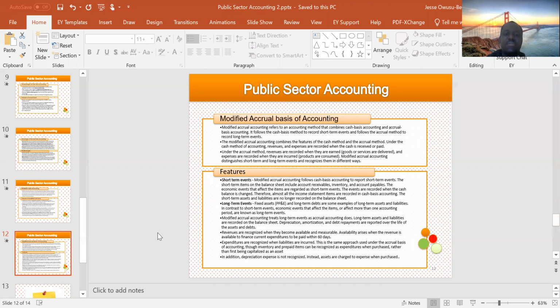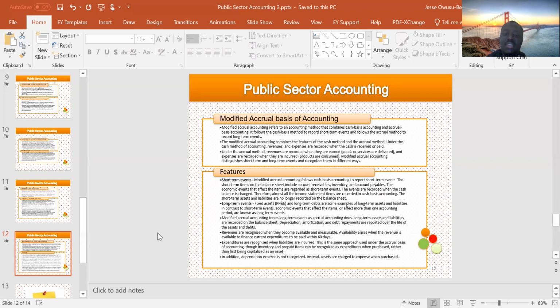Another feature is that revenues are recognized when they become available and measurable. So what does that mean? Availability arises when the revenue is available to finance current expenditure. Also, expenditures are recognized when liabilities are incurred.